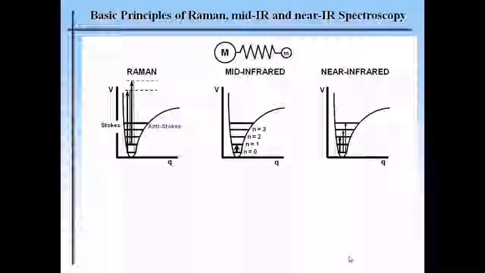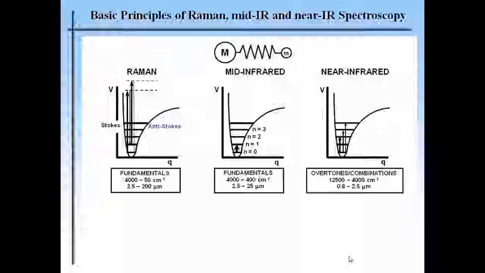So, first of all, we have an anharmonic oscillator, and now let us focus on the wavelength or wave number regions. So, mid-infrared and Raman are identical and they are complementary. And near-infrared is of higher energy because it focuses on overtones. You need higher energy in order to jump from the ground energy state to the second, third, or fourth energy state.